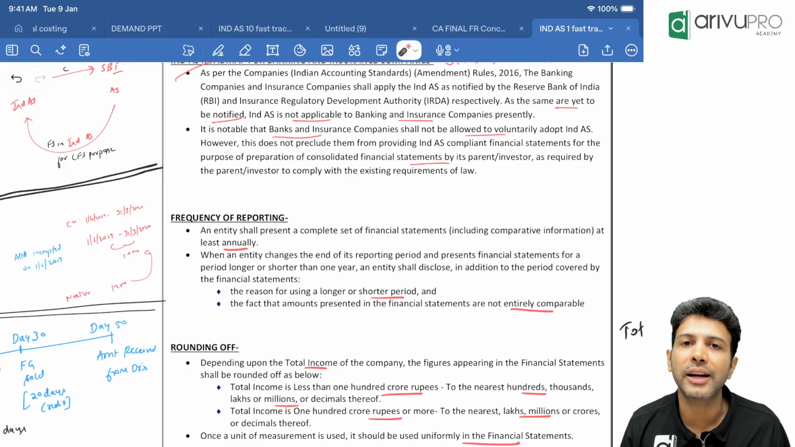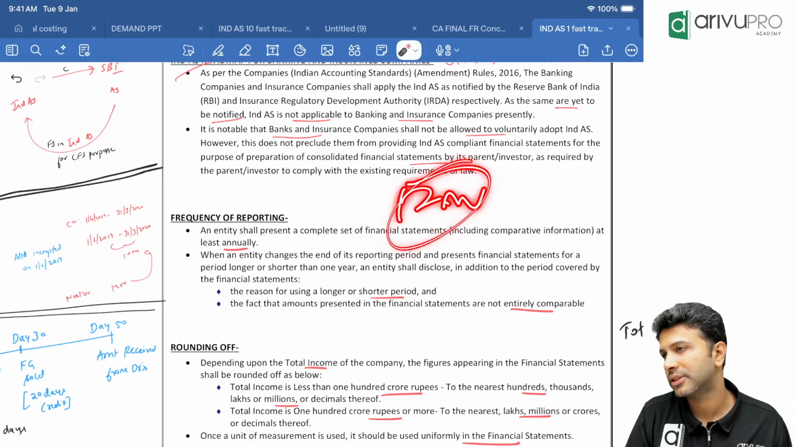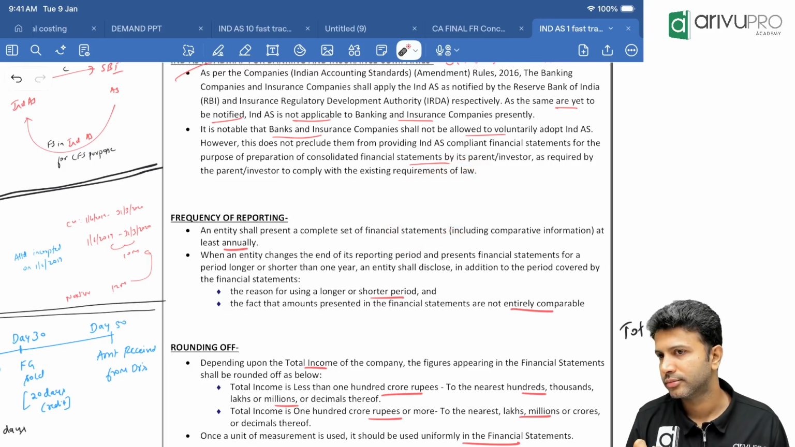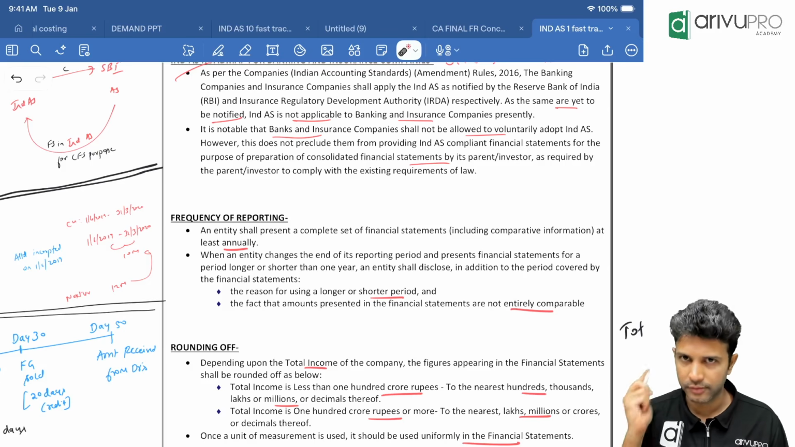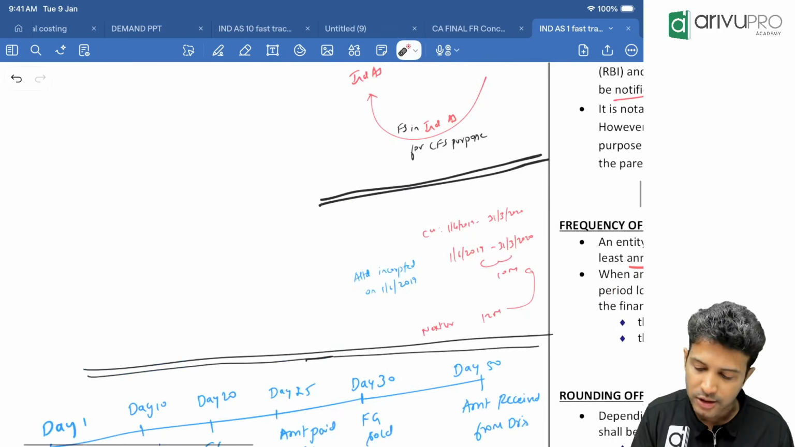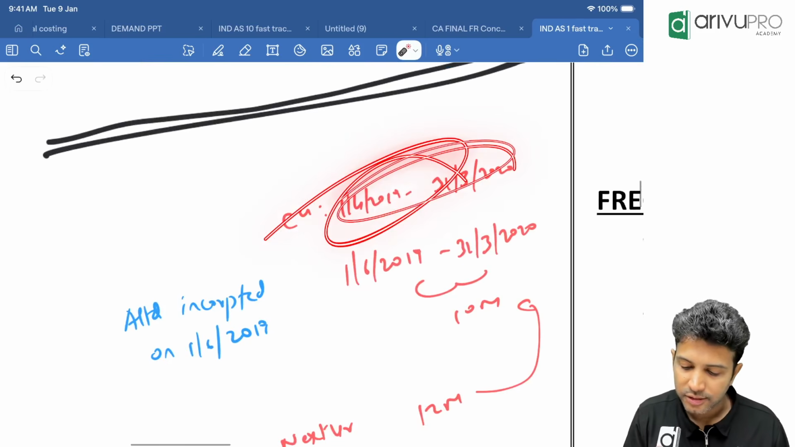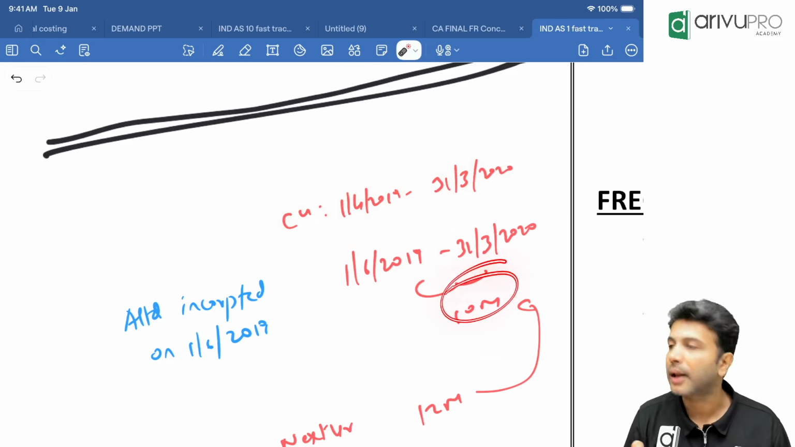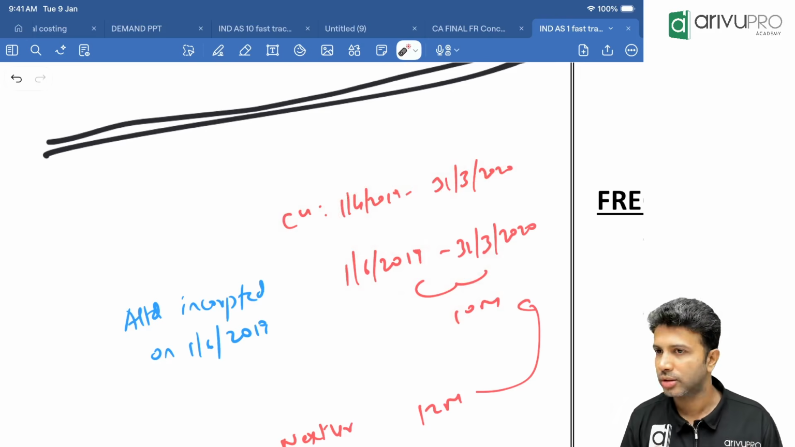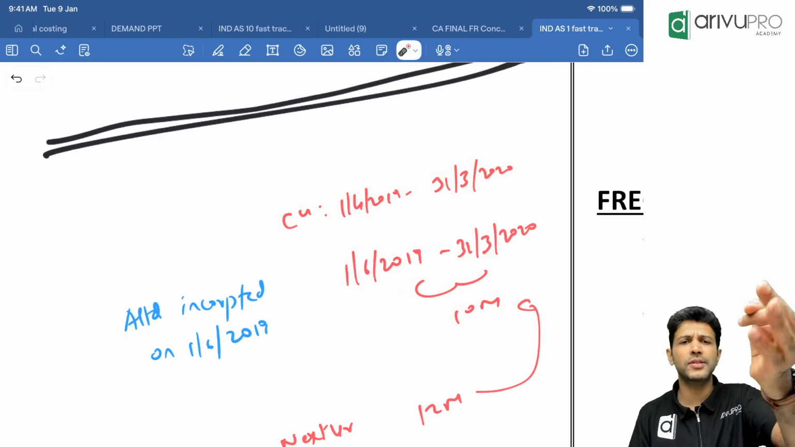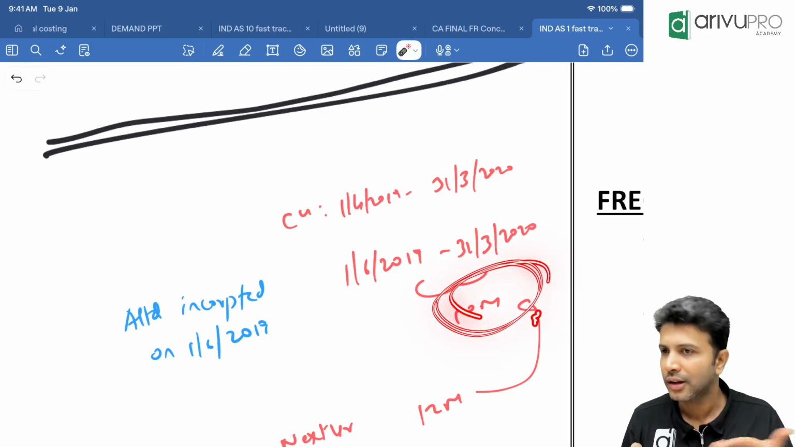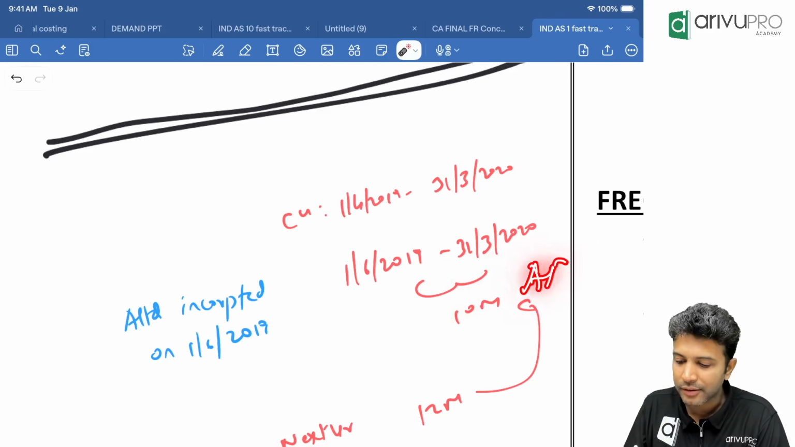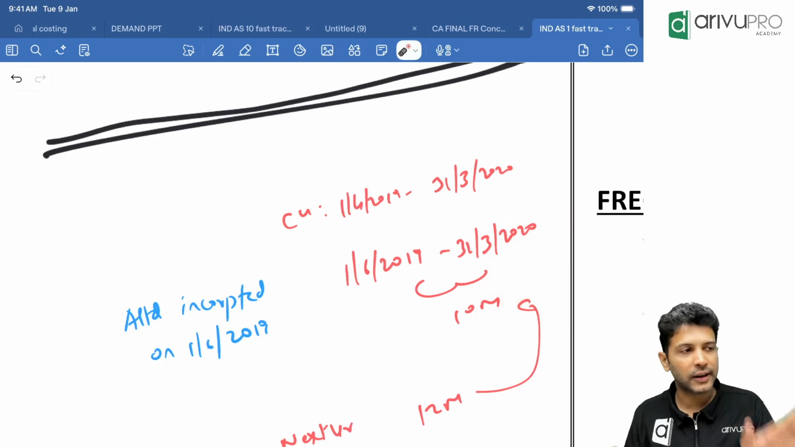So, how many months of data are you capturing in your financial statements? 12 months. But suppose in the first year the company registered only on 1st June. The year starts on 1st April, but the company was registered only on 1st June. That means in the first year they'll prepare financial statements for 10 months, because April and May the company was not in existence. Maybe even less than 10 months. This is acceptable. This will still be considered an annual financial statement itself.